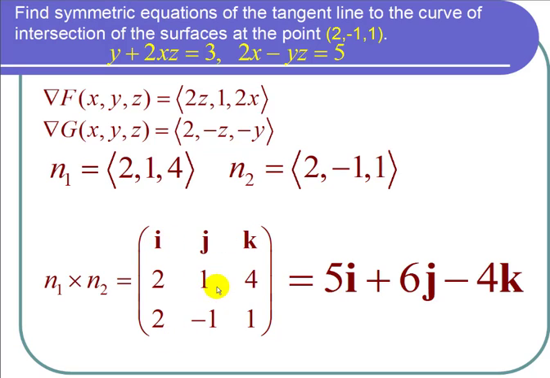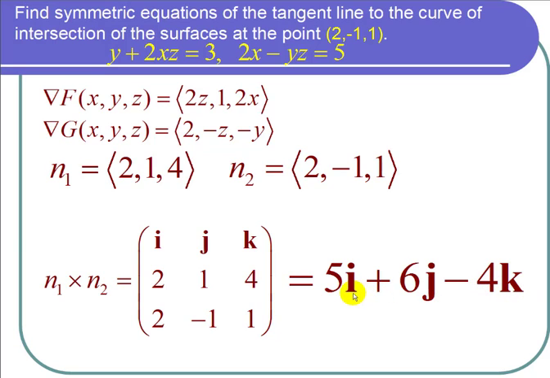For the i component, 1 times 1 is 1. 4 times negative 1 is negative 4. 1 minus negative 4 is 5. So I get 5i. For the j component, 2 times 1 is 2. 4 times 2 is 8. 2 minus 8 is negative 6. And for the j component, I switch the sign, and I get plus 6j. Now for the k component, 2 times negative 1 is negative 2. 1 times 2 is 2. Negative 2 minus 2 is negative 4. So I get negative 4k.